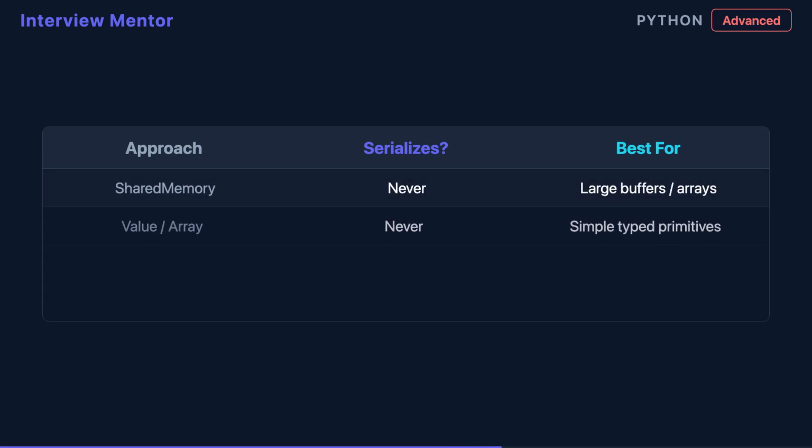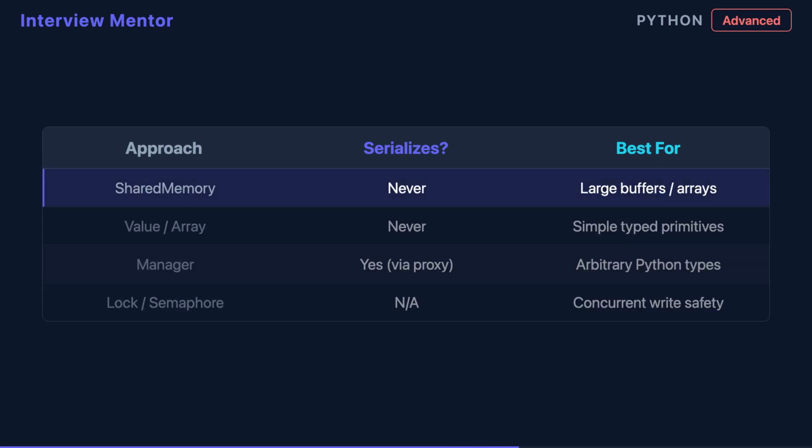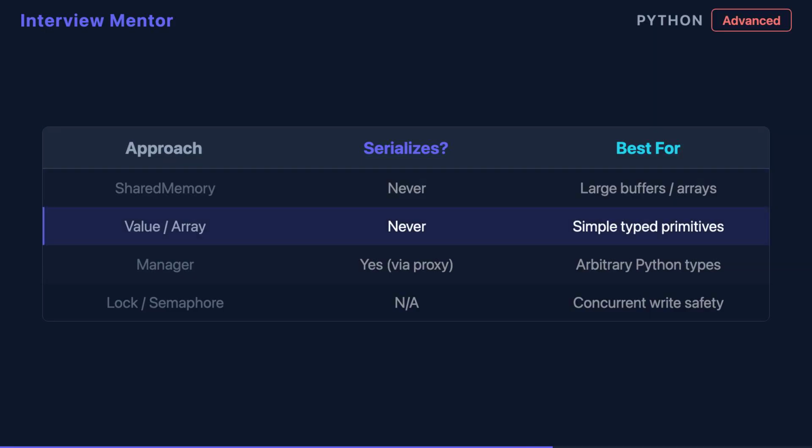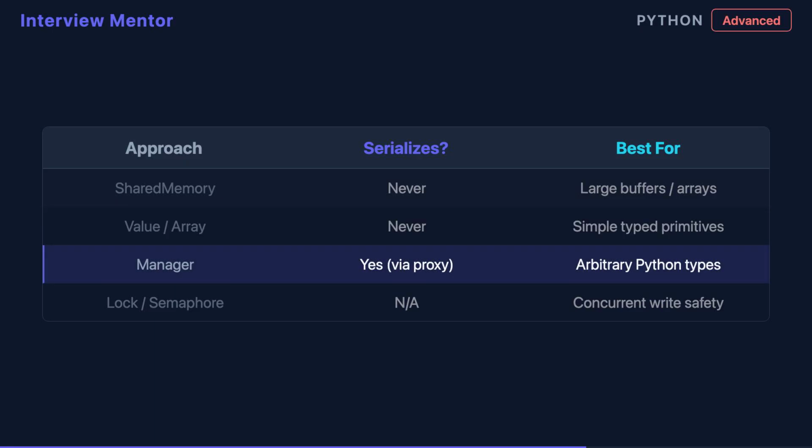Need to share a Python dict or list? Use a manager, but know the cost. Managers proxy all access through a background server process, so they still serialize internally. Use them for convenience when performance is not critical.